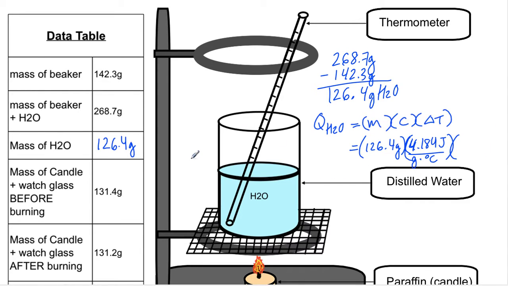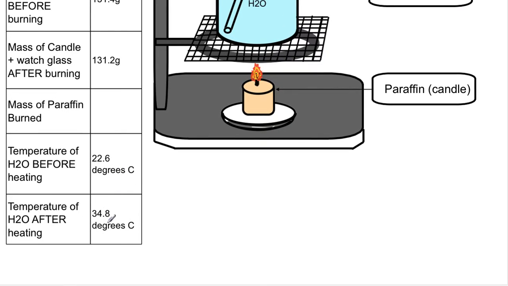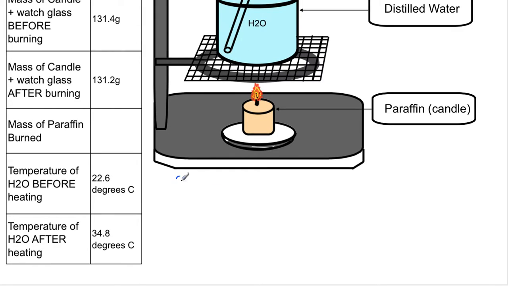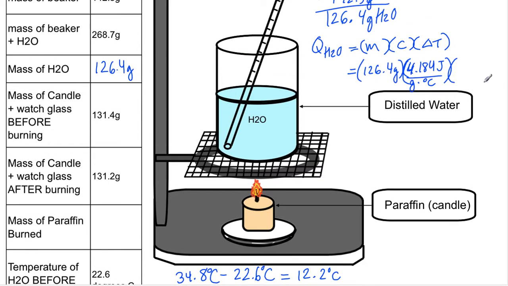So let's go down here and we'll skip the paraffin for a second, and let's find the value of the temperature change of the water. So what we have was 34.8, which is our temperature final. We're going to subtract from that number the temperature initial, which was 22.6. And make sure you put your units, those are degrees C. And when we do this calculation, we get a temperature change of 12.2 degrees C. So I plug this in here, I get 12.2 degrees C. And now I can find the Q of my water.